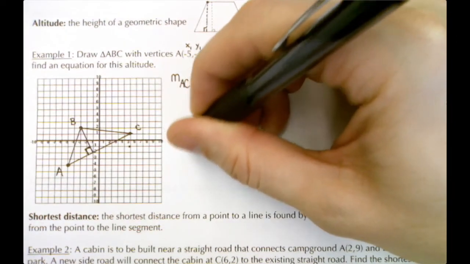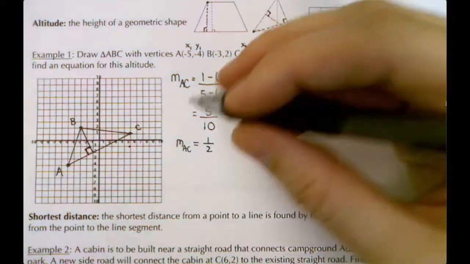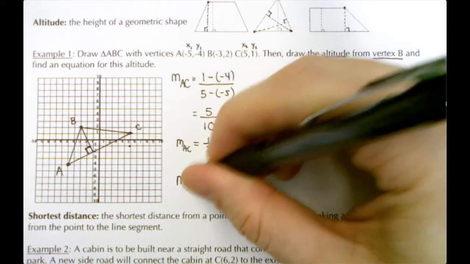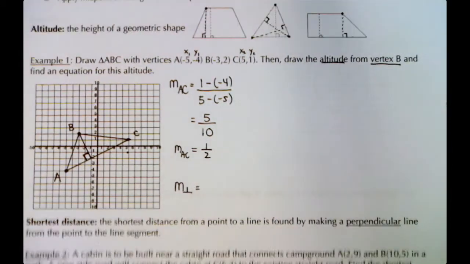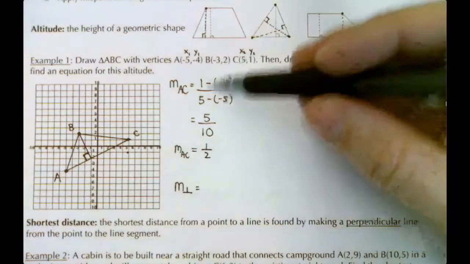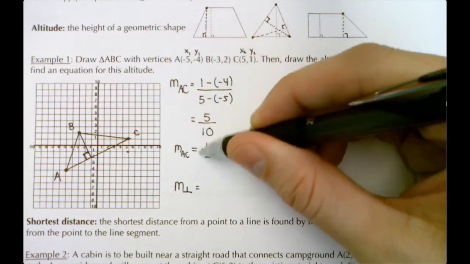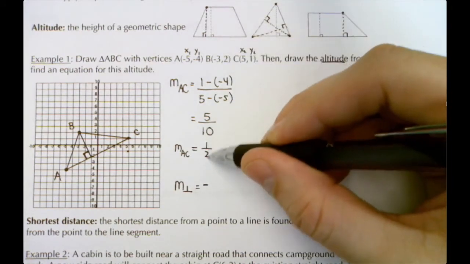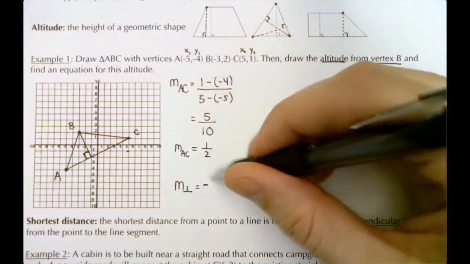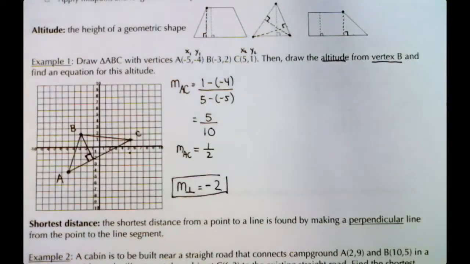So that's the slope of AC. We don't want the slope of AC, we want a perpendicular slope. So we can do the upside down T to signify perpendicular. And the way you find a perpendicular slope is it's a negative reciprocal. Negative means change the sign. This sign's positive, our new sign is negative. Reciprocal means flip the fraction. Instead of 1 over 2, we get 2 over 1. So the slope of our altitude is negative 2.